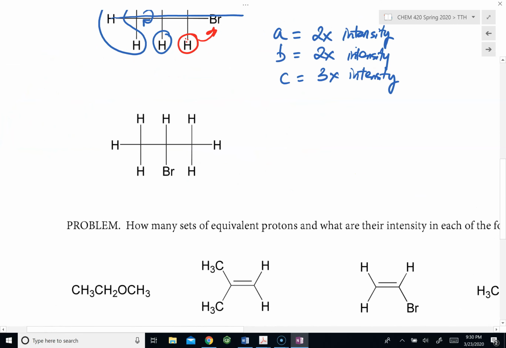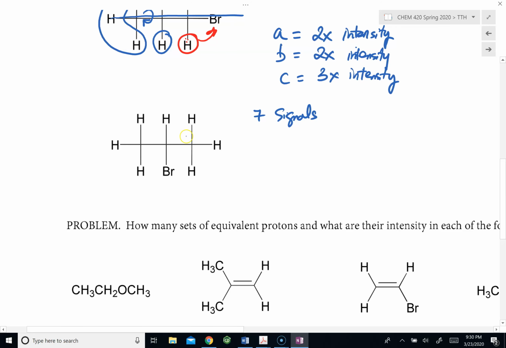Let's now try another example. How many distinct signals would we expect to see for this molecule below? And the answer would be 2 distinct signals. Again, this molecule has up to 7 hydrogens, so therefore we would have 7 signals. However, many of the signals may be the same.